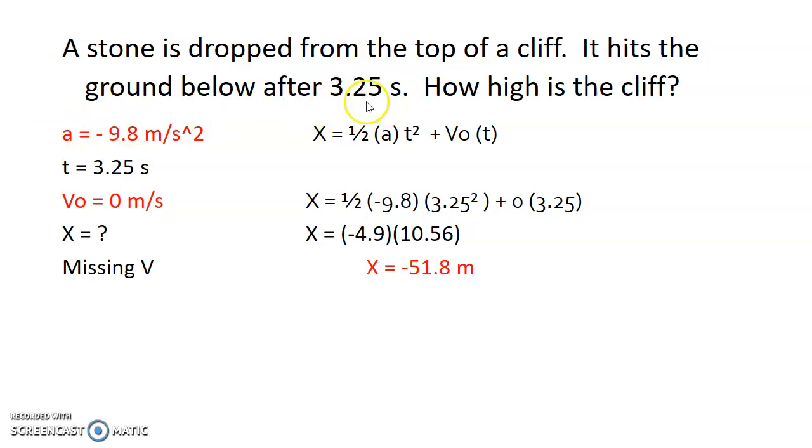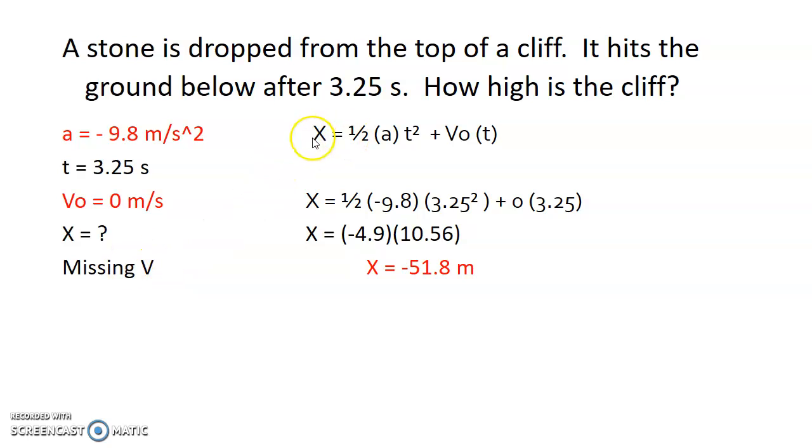Okay, so it looks like I only have one given, but remember with vertical motion, there are some things that I can assume. When something is dropped, I can assume that it's dropped with an initial velocity of 0, and I can assume that its acceleration is always negative 9.8 meters per second squared, because that's the acceleration vertically caused by gravity. And then it tells me the time is 3.25 seconds. I want to know how high the cliff is, so I'm looking for x.